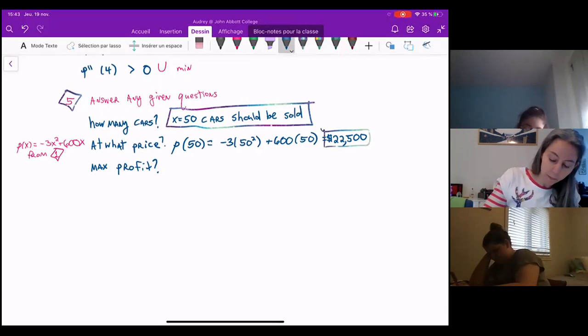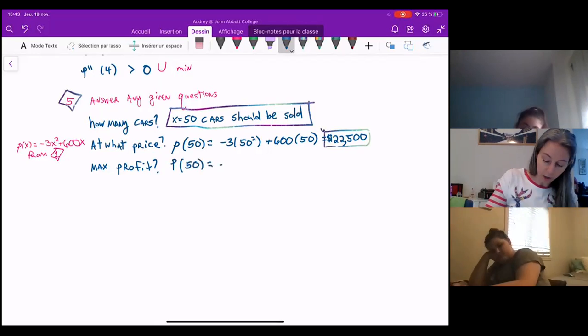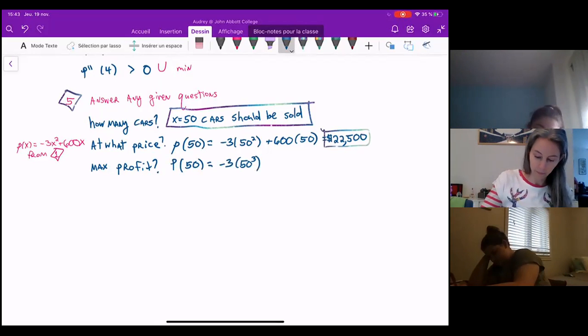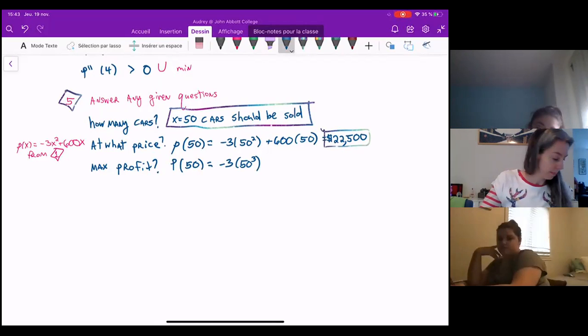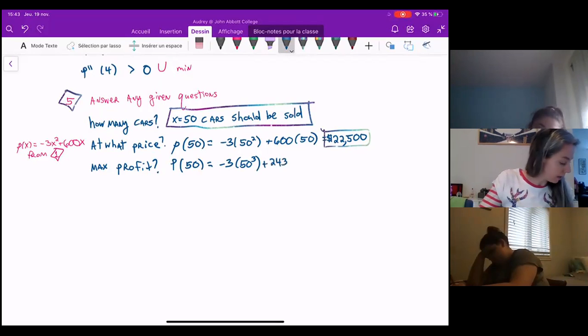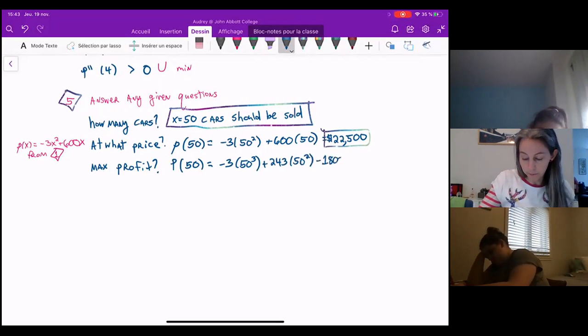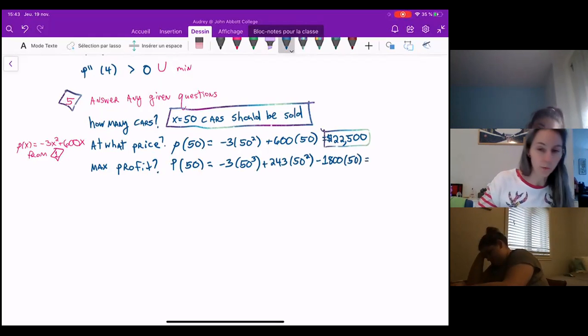Okay, so I plugged into my price function to get that. And then for my maximum profit, I'm plugging that 50 into my profit function. So that's negative 3 times 50 cubed plus 243 times 50 squared minus 1,800 times 50, which gives me 142,500.